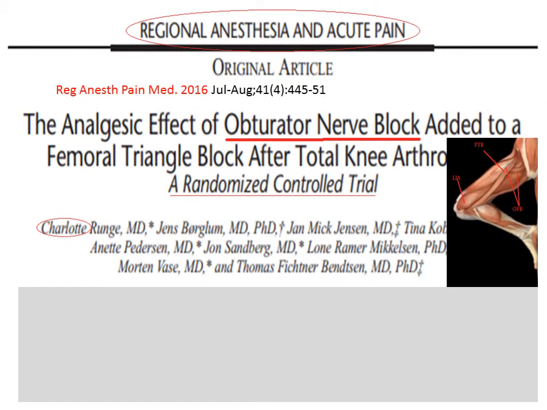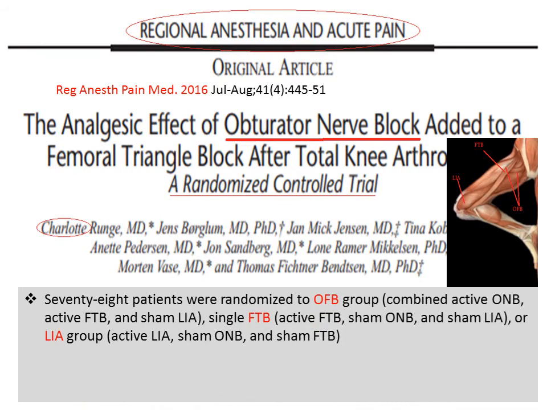When we are adding obturator nerve block to the adductor canal block, does it make a difference? This is a randomized controlled trial. It recruited 78 patients divided into 3 groups. The first group is having the femoral triangle block in addition to the obturator nerve block.